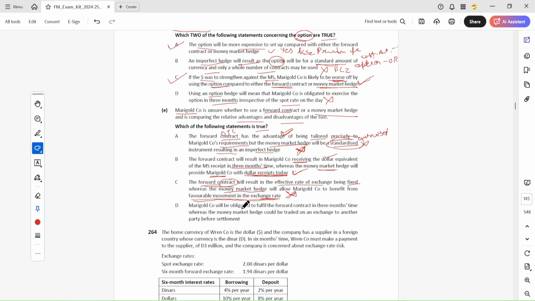Marigold company will be obliged to fulfill the forward contract in 3 months time, whereas money market hedge could be traded on an exchange to another party before settlement. No, money market hedge cannot be traded with another party. Marigold company is obliged to fulfill the forward contract in 3 months time. Yes, this is correct. He is obliged, but the second is incorrect. So the answer is B.